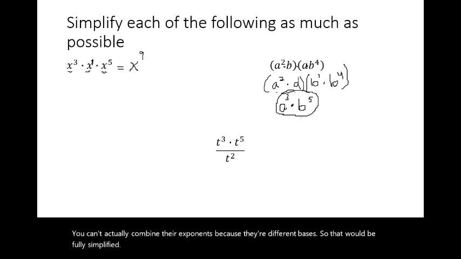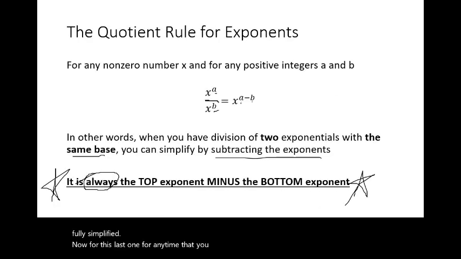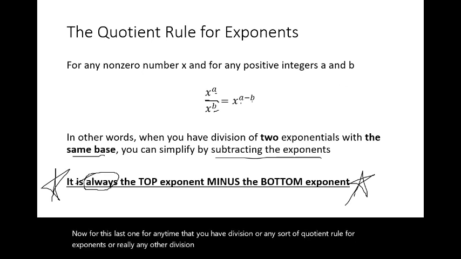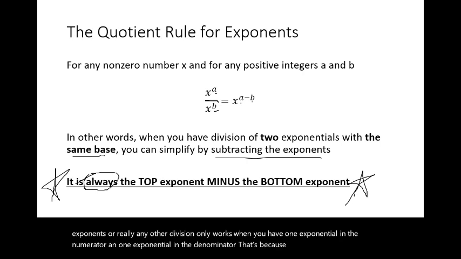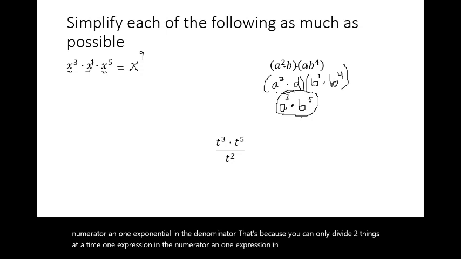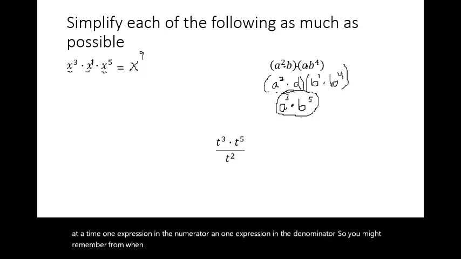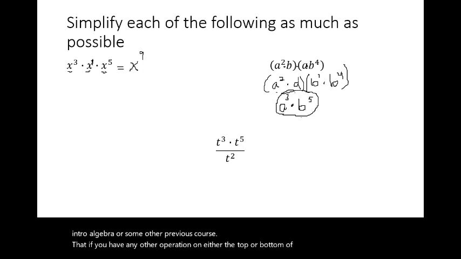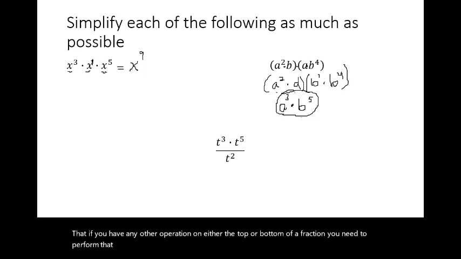Now for this last one, any time that you have division, or any sort of quotient rule for exponents, or really any other division, it only works when you have one exponential in the numerator and one exponential in the denominator. That's because you can only divide two things at a time, one expression in the numerator and one expression in the denominator. So you might remember from when you learned order of operations in previous courses, whether that was intro algebra or some other course, that if you have any other operation on either the top or bottom of a fraction, you need to perform that operation first before you do any division, because you can only divide two numbers at a time.